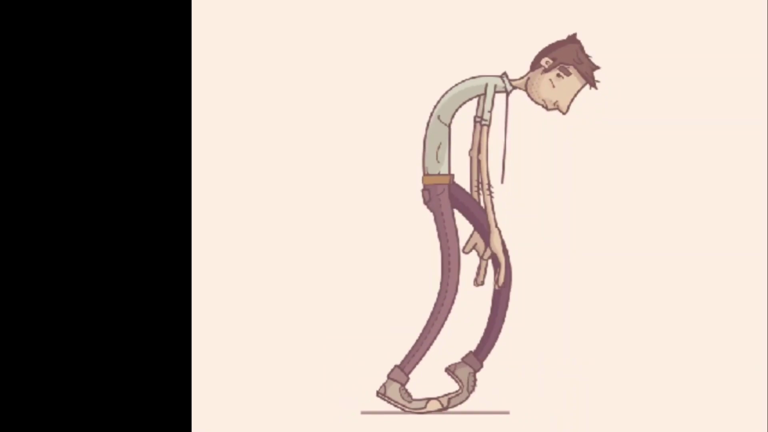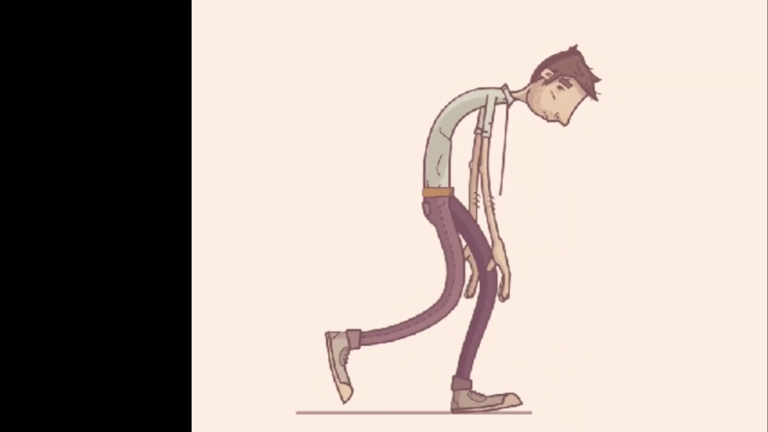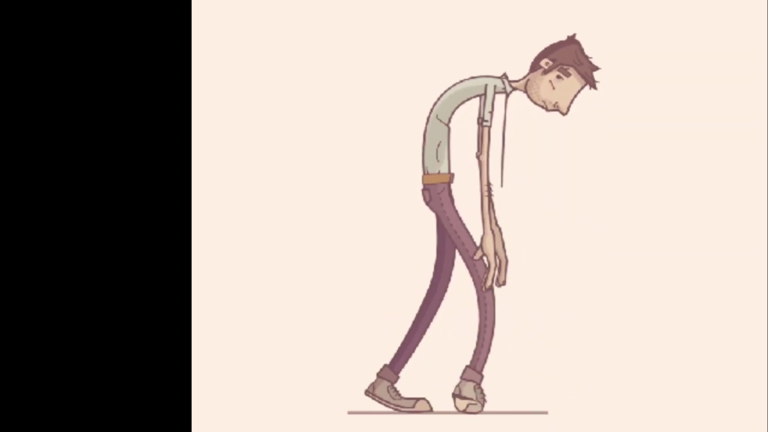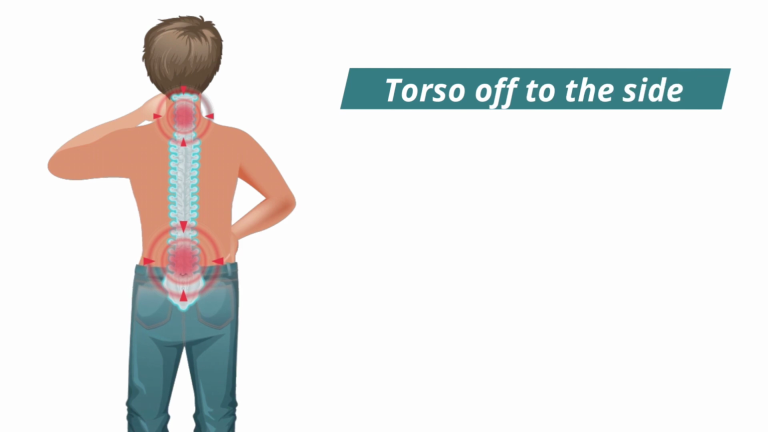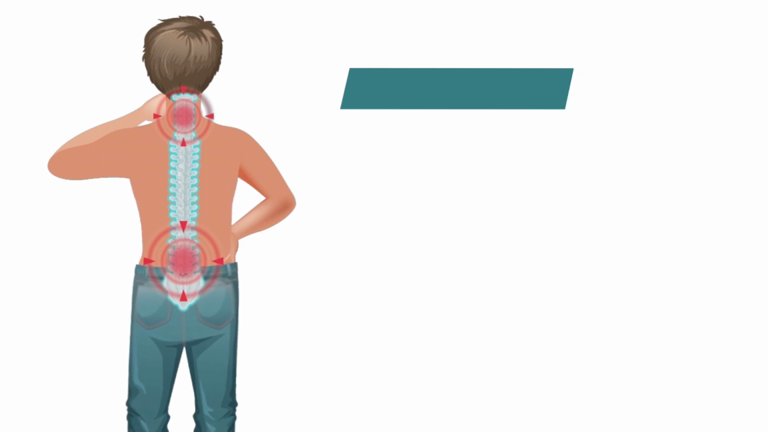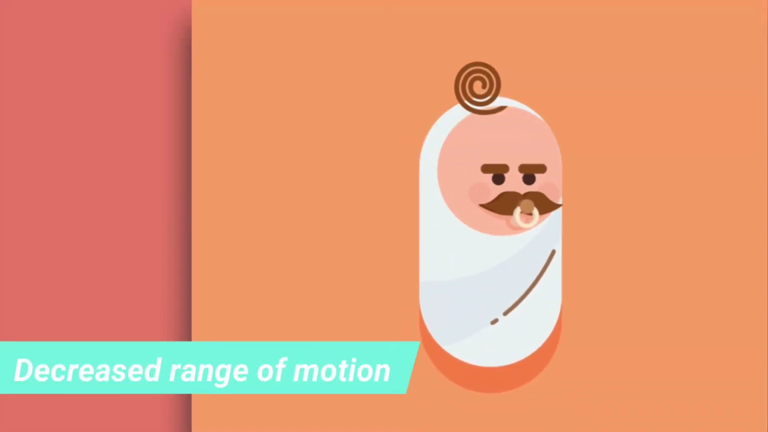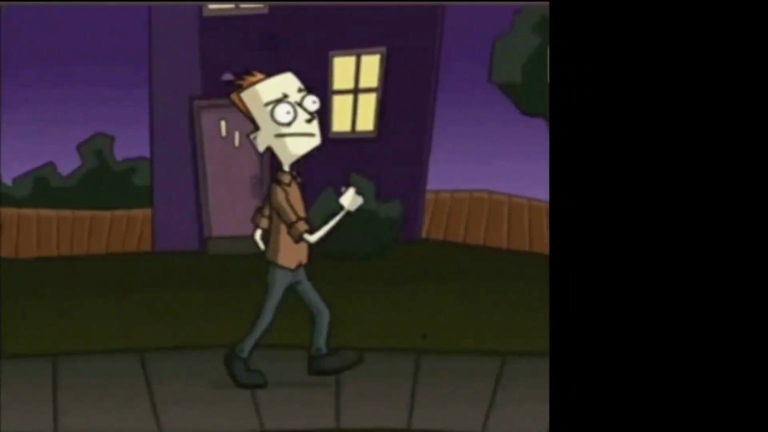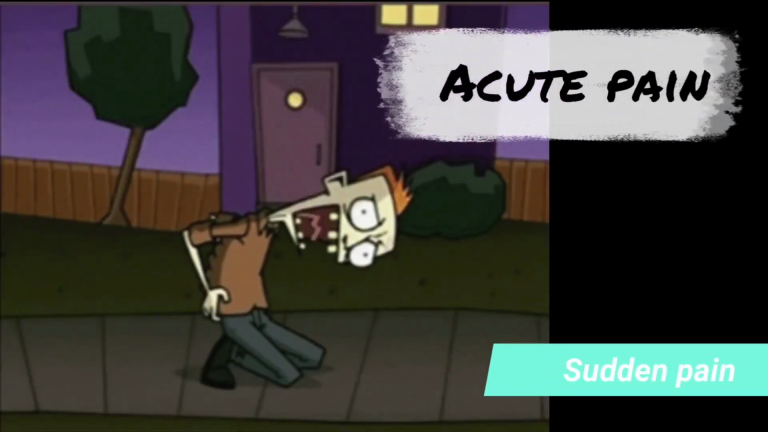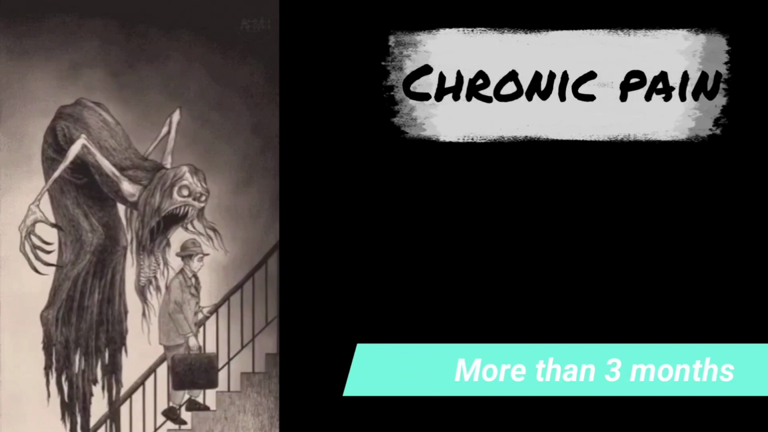The pain may make it hard to move or stand up straight. You may stand crooked or bent with your torso off to the side rather than aligned with your spine. Your lower back may look flat instead of being curved. You may notice decreased range of motion. The pain that comes on suddenly is acute, whereas the pain that lasts more than 3 months is considered chronic.